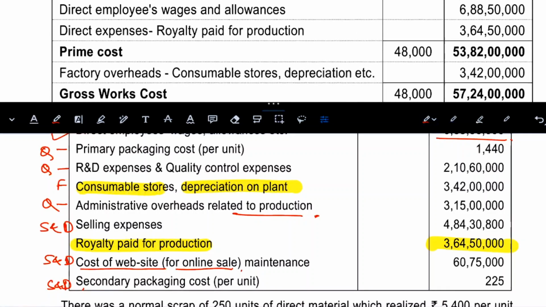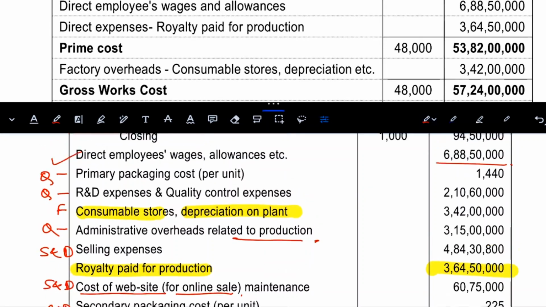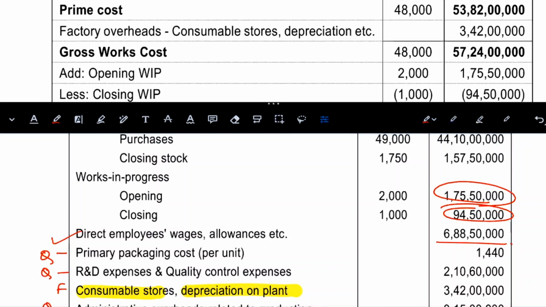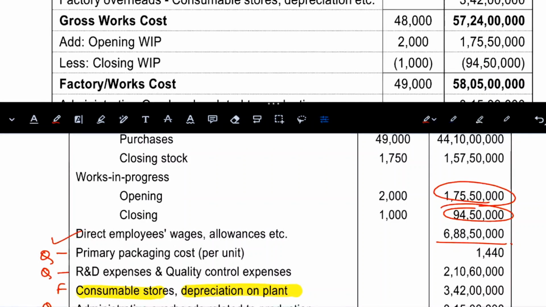You add that, you get the gross factory cost. What will you adjust after gross factory cost? WIP. You are not calculating it, but understand this is going to be the WIP value. Opening stock will be added, closing stock will be subtracted. You can check this: 175 something will be added, 90 something will be subtracted. Then you get net factory cost. What comes after net factory cost? QRAP. That is, as I discussed, quality control.